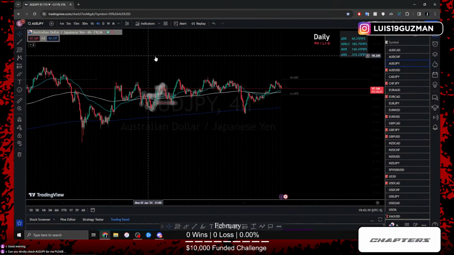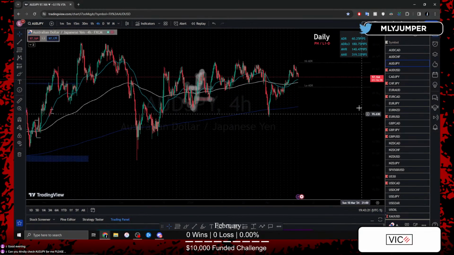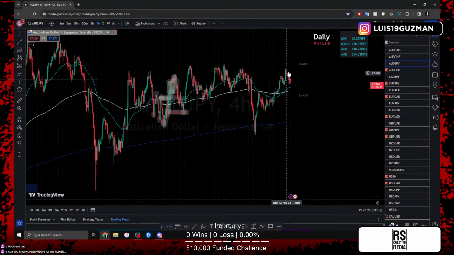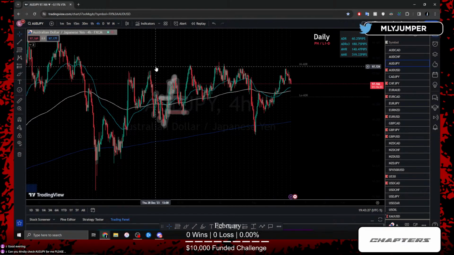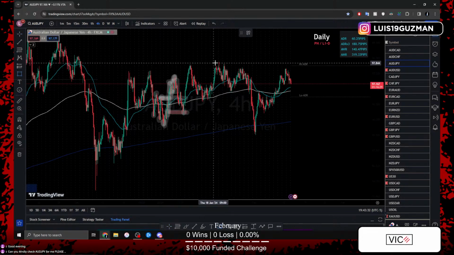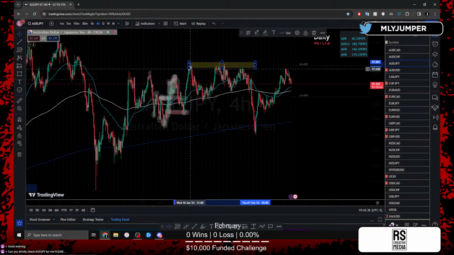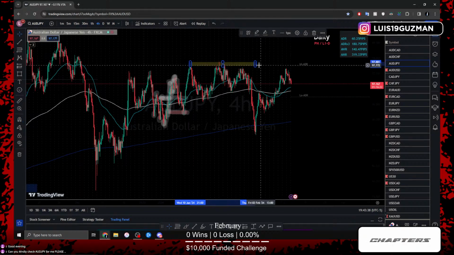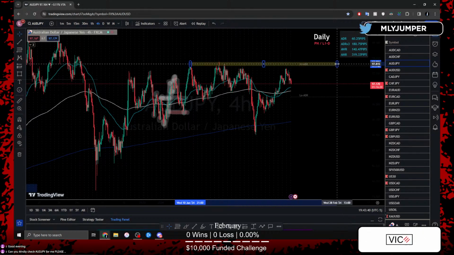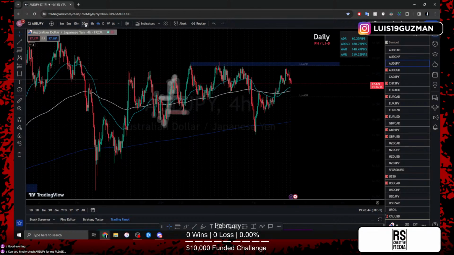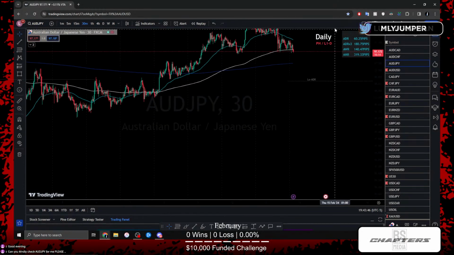So here in the 4-hour, you could just mark it up piece by piece. You can still see how price is again at the high of the zone. At this point, I'd just be marking it like this. And what I'd be looking for is, if price could break above this zone, then we could look for price to continue to go up.